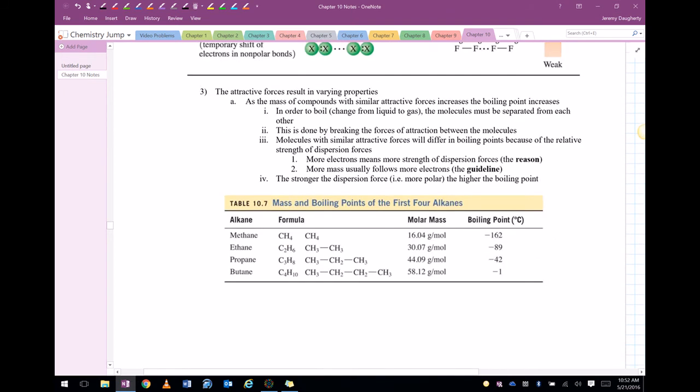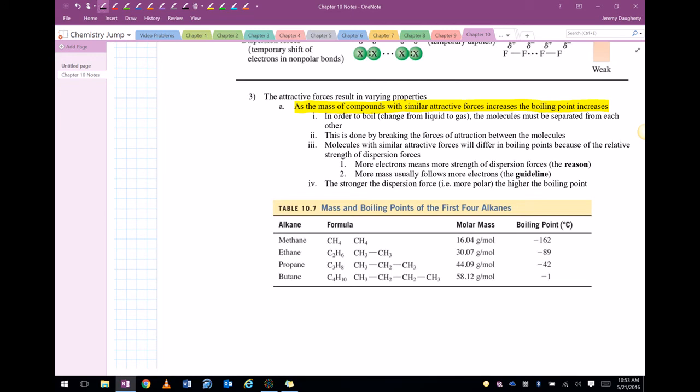Now the result of these forces of attraction are basically why we have different physical properties. Okay? So couple things you want to know. These are a couple guidelines. As the mass of the compound with similar attractive force increases, the boiling point increases. And you know, it's not a bad idea to go and look at those video problems now. Stop this video, go and look at the video problems, and come back to this. So as the mass of the compounds with similar attractive forces increases, the boiling point increases.